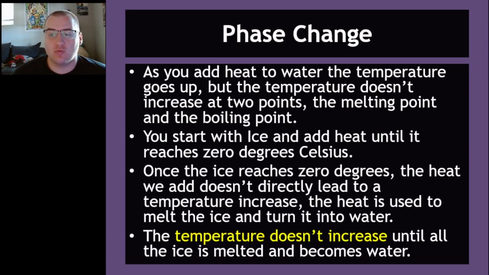As you add heat to water, the temperature goes up, but the temperature doesn't increase at 2 points, the melting point and boiling point. You start with ice and add heat until it reaches 0 degrees Celsius. Once the ice reaches 0 degrees, the heat we add doesn't directly lead to a temperature increase. The heat is used to melt the ice and turn it into water. The temperature doesn't increase until all the ice is melted and becomes water.